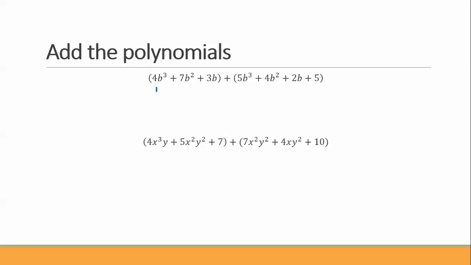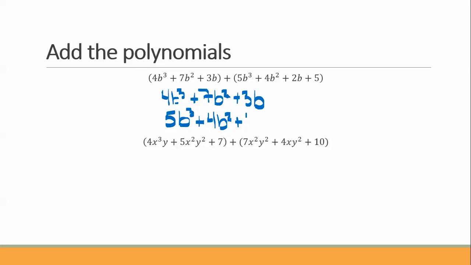So we'll start out with 4b cubed plus 7b squared plus 3b, and then come over here and we have 5b cubed, so we're going to put that vertically under that one. Under the 4b cubed, we have 4b squared, so we're going to put it under the 7b squared. And we have 2 plus 2b, so we're going to put that under the 3b, and then we have plus 5.